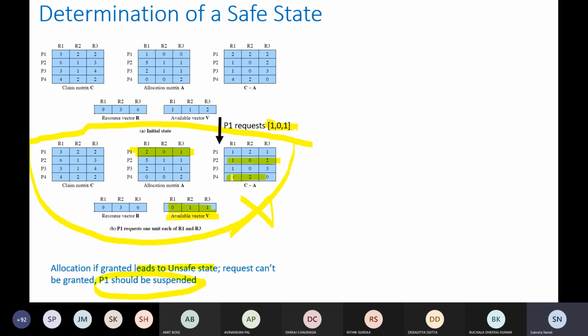So the thing is, this unsafe state means that if you commit this, it might lead to a deadlock. And this is very obvious: if P1, P2, P3, P4 all simultaneously make a request for their pending claim, it will lead to deadlock. So that's why this is deferred and this P2 is suspended for the time being.